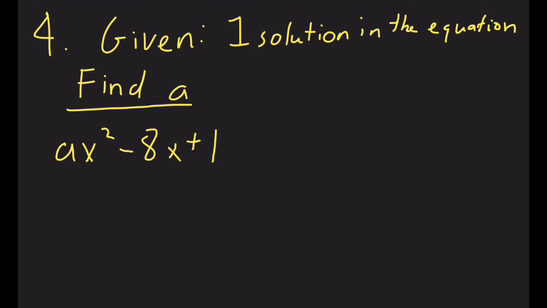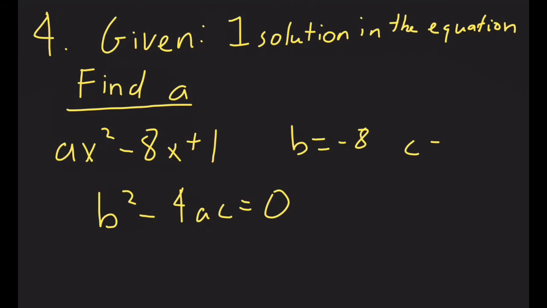In this next problem, we're given that there's one solution in the equation and we have to find a. The equation is ax squared minus 8x plus 1. How I would solve this problem is that I would set the discriminant b squared minus 4ac equal to 0, because if there's one solution in the equation, the discriminant must equal 0. And we know that b equals negative 8 and that c equals 1.